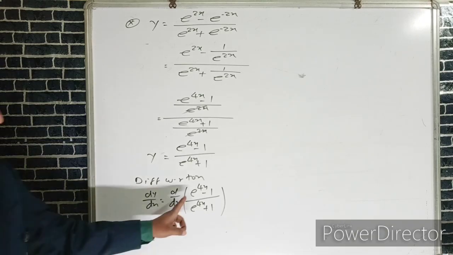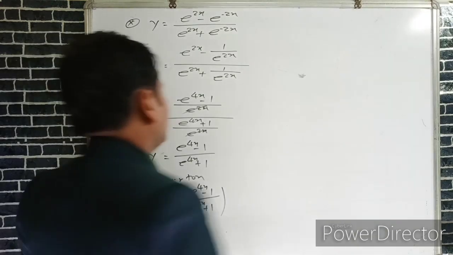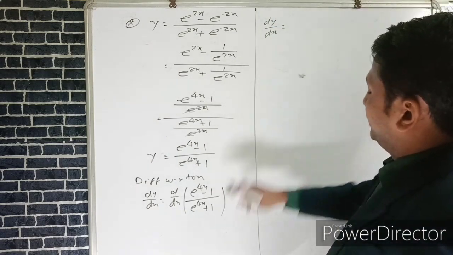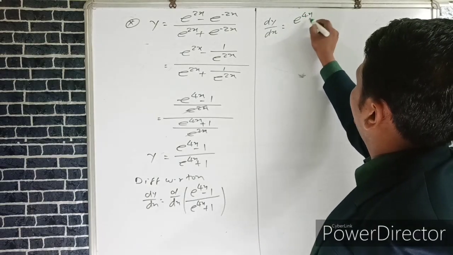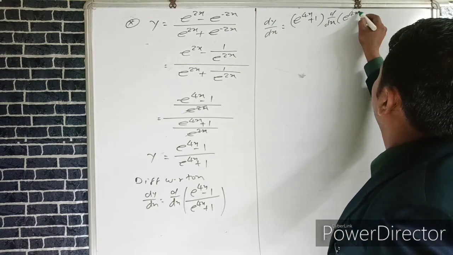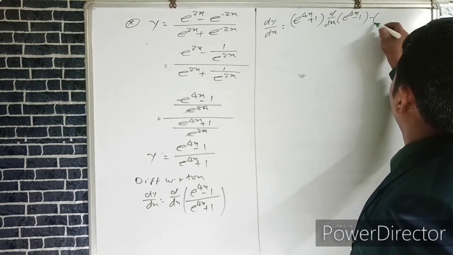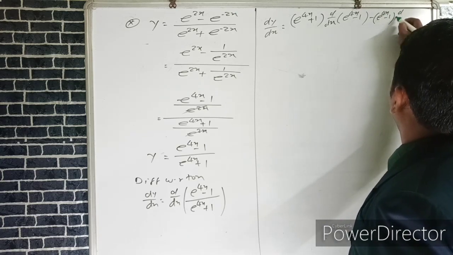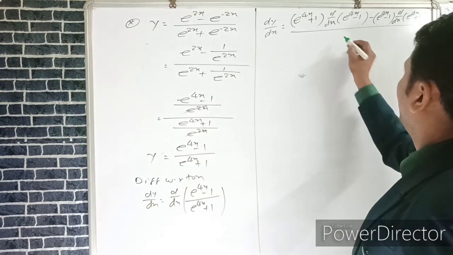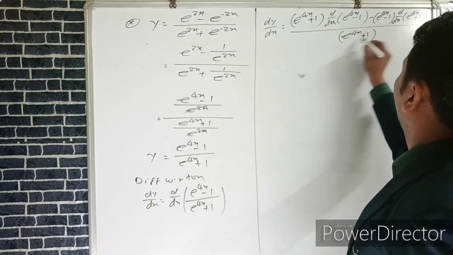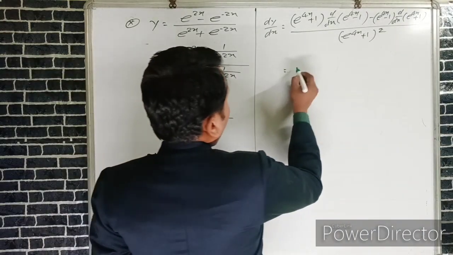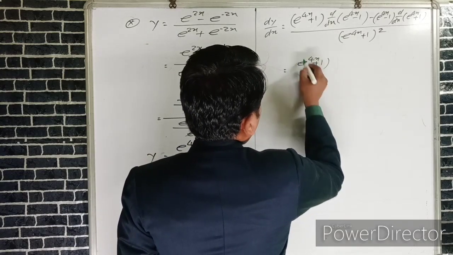If we apply here the derivative of u upon v, then we can write dy upon dx is equals to denominator (e to the power 4x plus 1) into derivative of (e to the power 4x minus 1) minus (e to the power 4x minus 1) into derivative of (e to the power 4x plus 1) upon (e to the power 4x plus 1) whole bracket square is equals to e to the power 4x plus 1 as it is.